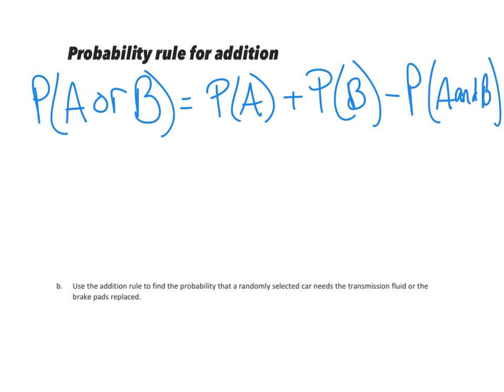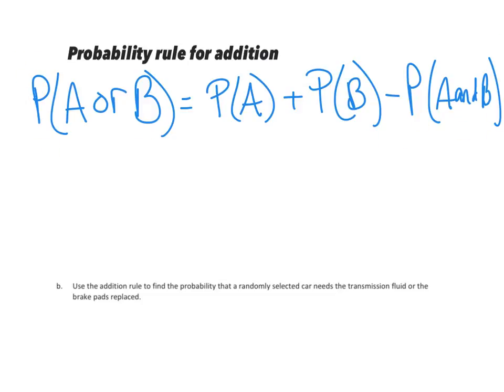This is our second big rule for probability. The probability rule for addition. The probability of A or B is equal to the probability of A, the first event, plus the probability of B, the second event, minus the probability of both A and B. So yes, we have to memorize this.